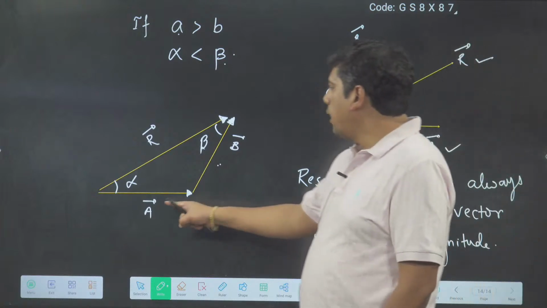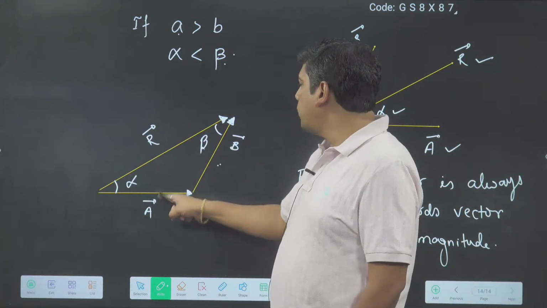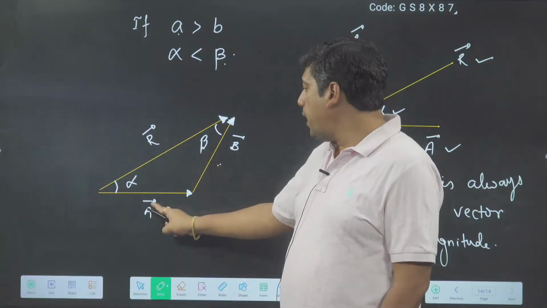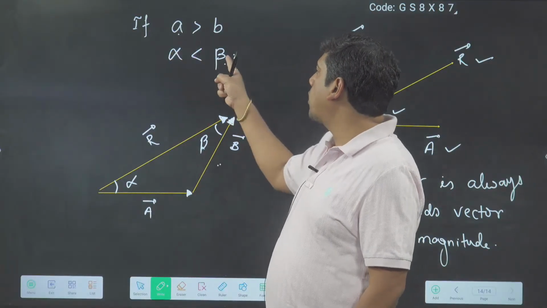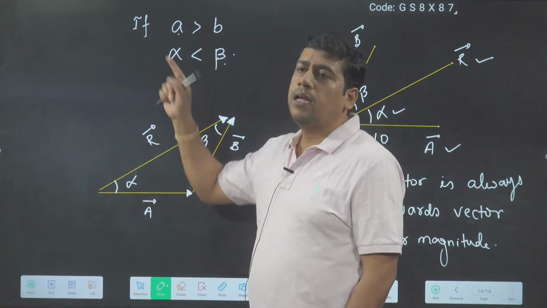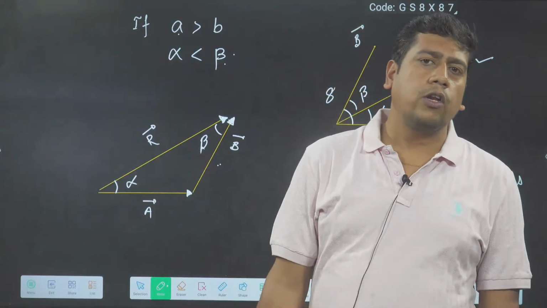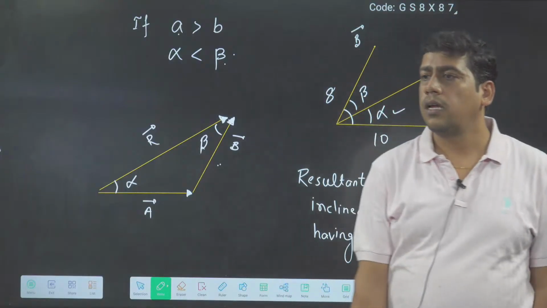Opposite angle of A is beta. If A is more, then beta will be more. And if B is less, then alpha will be less. Here you see the opposite angle. In case of vector triangle, you see the opposite angle.